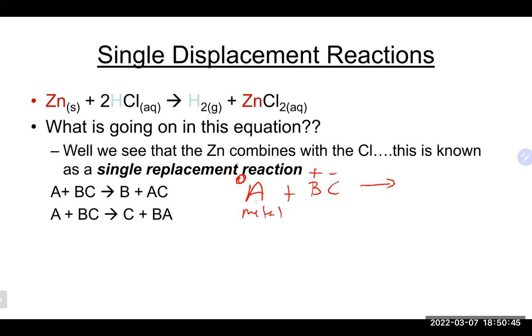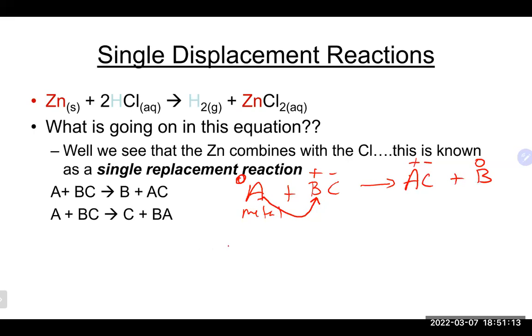What happens in this reaction, if this guy is a metal, is that it will come in and kick out the positive guy. When it comes in to kick out the positive guy, it will then become positively charged and make a new ionic compound where it now has a charge. The guy that it kicks out will come out by itself with no charge. This is a redox reaction, but again, it is referred to as a single replacement reaction.